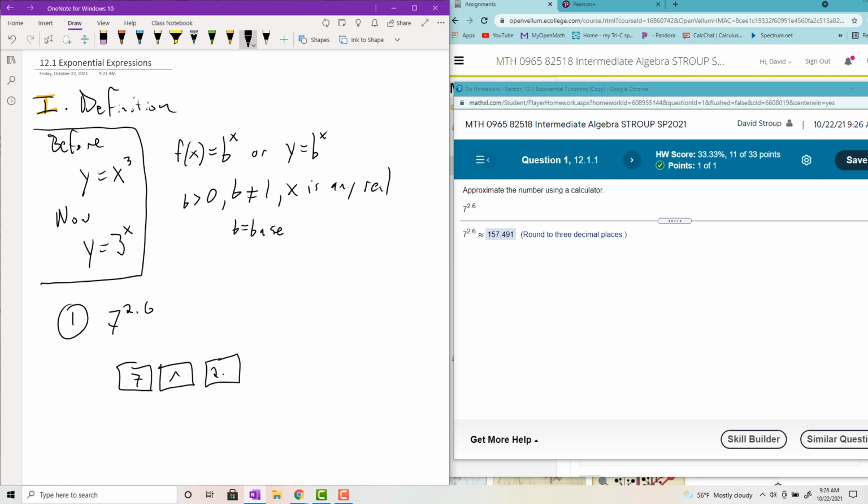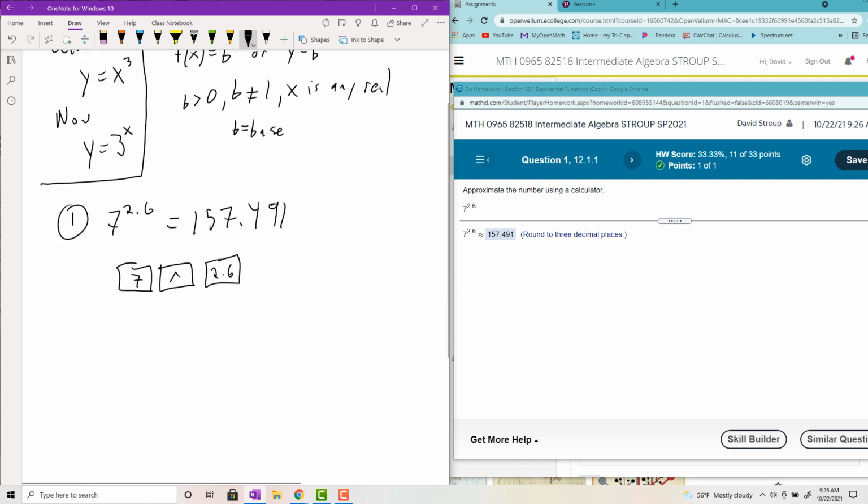Sometimes I'll put the parentheses around the exponent, especially if there's a negative in there. It's a good practice, but for this particular example, it's not necessary. So anyways, let me try it. 7 to the 2.6, and I'm getting 157 point something. Make sure you round to where the computer wants you to round. It's saying 3 decimals there on the right, so 157.491.